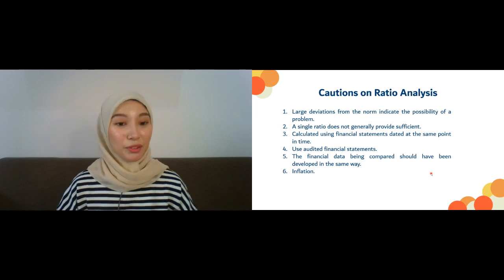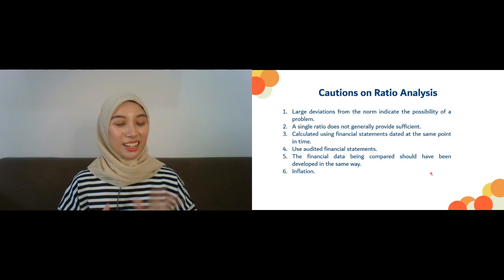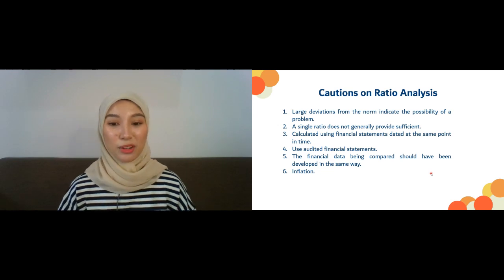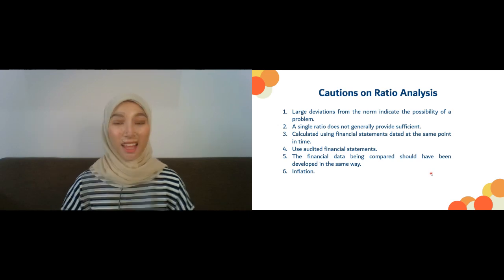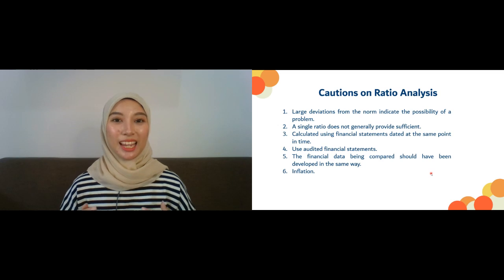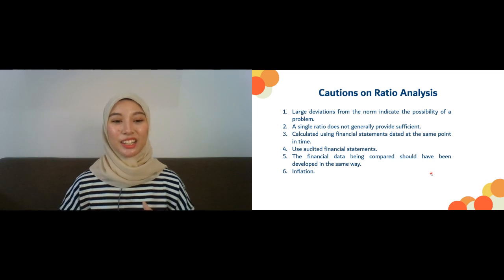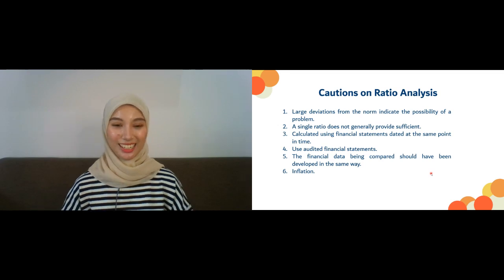And the fourth, it is preferable to use audited financial statements. Next, the financial data being compared should have been developed in the same way. And the last one here is inflation, because ratio analysis does not take inflation into account throughout its analysis.